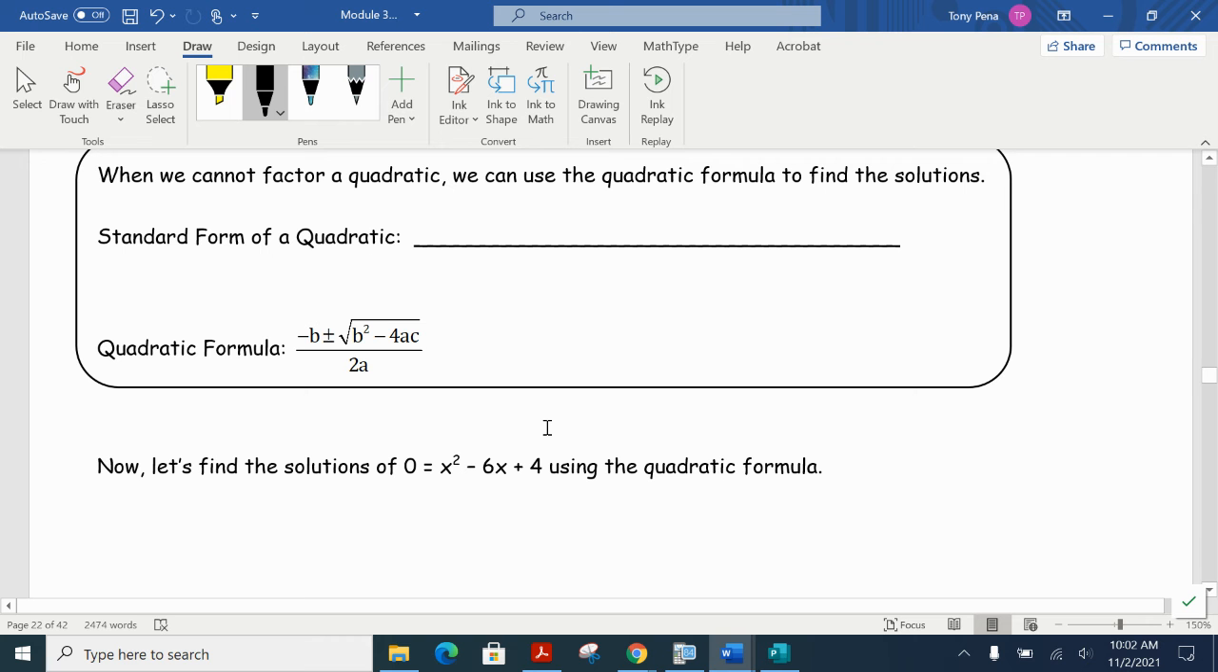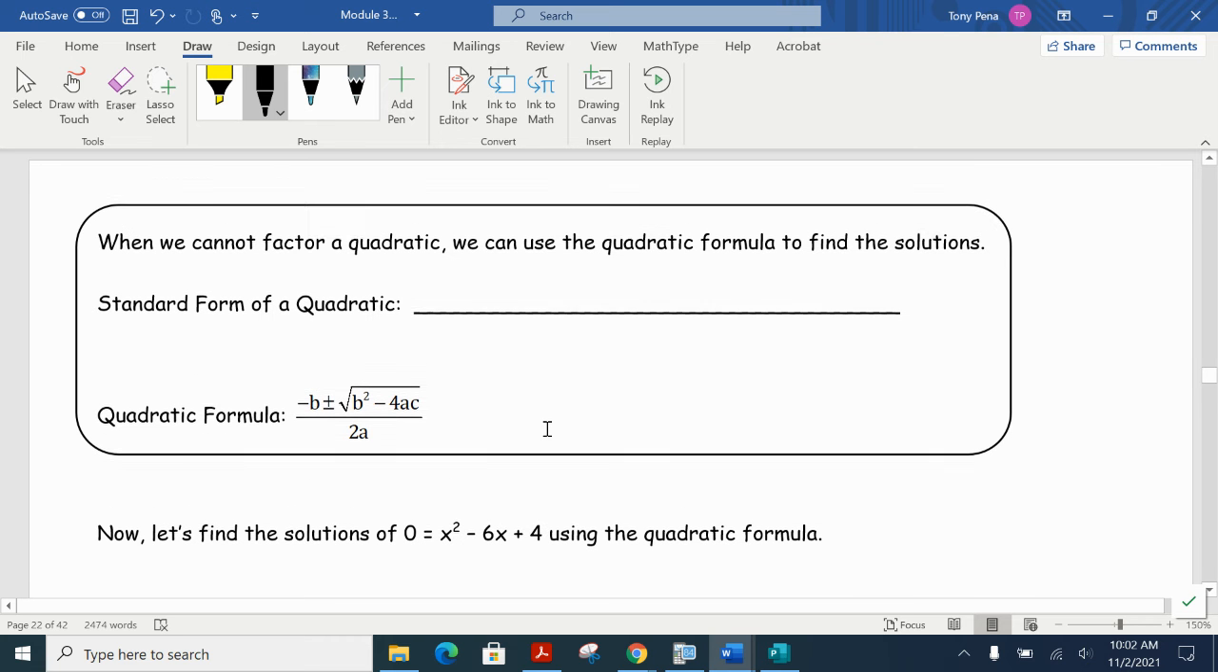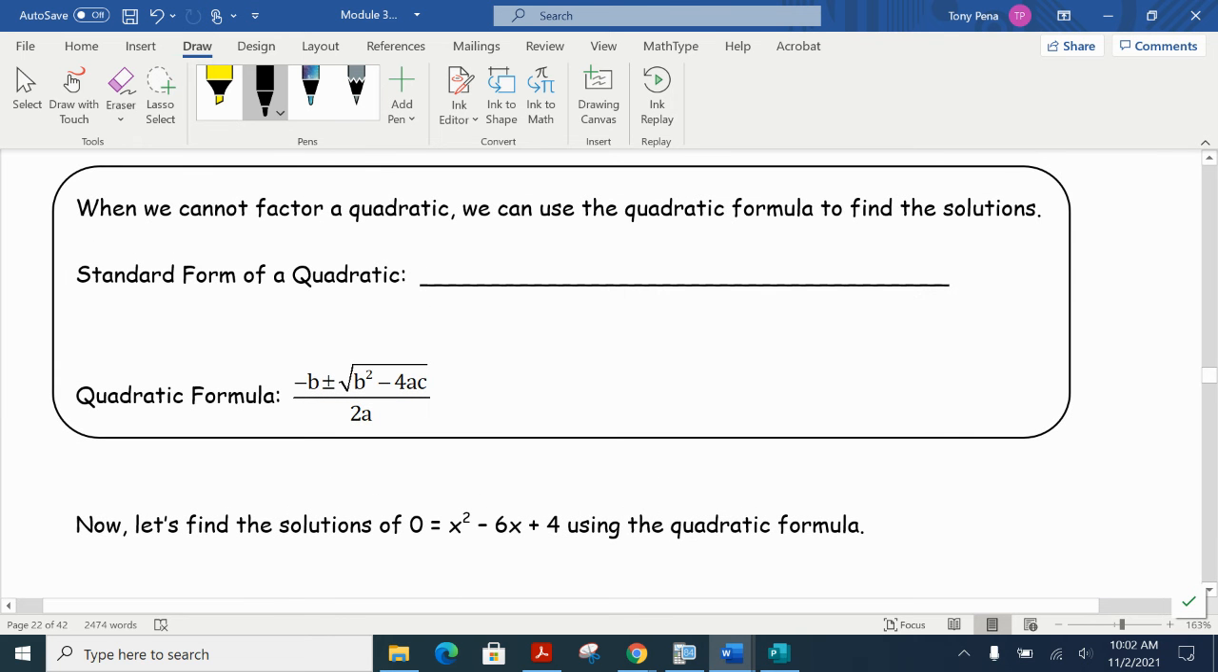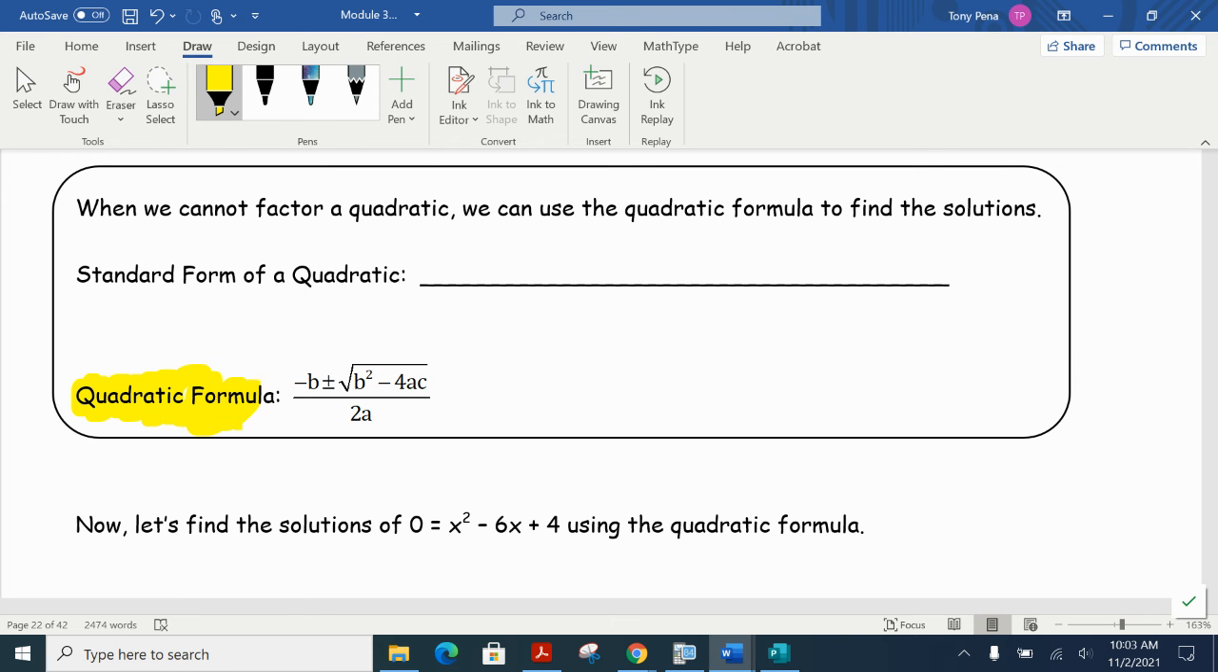So what that then leads to is the next page. Now go to the next page because now the question is how can we find those if it doesn't factor? And the way that we are going to do that is called the quadratic formula. All right. So when we cannot factor a quadratic, and that's what just happened in that previous problem, we could not factor it, we can use the quadratic formula to find our solutions. We don't have to skip them.